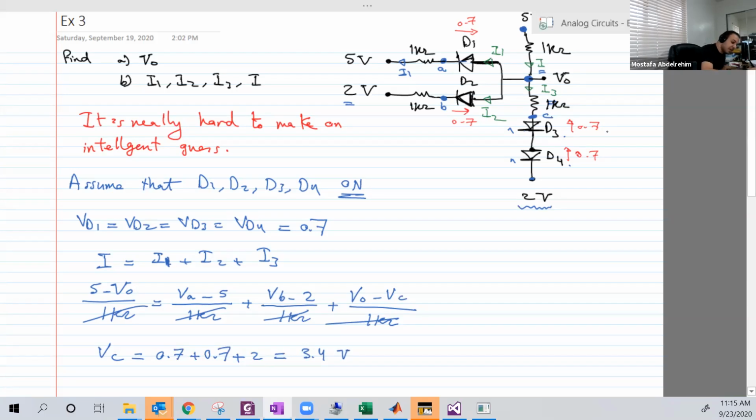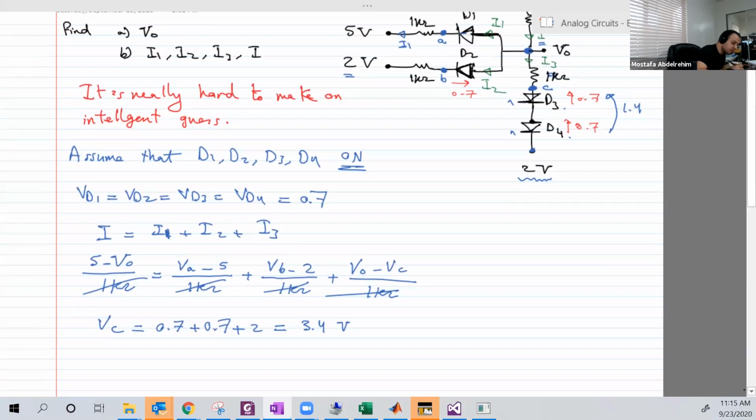That's obvious because the voltage drop combined of these 2 diodes is 1.4. That means that point here has a voltage greater than 2 by 1.4. So if this is 2, this should be 3.4. So 3.4 minus 2 is equal to 1.4, the voltage drop on the 2 diodes together. That's VC. Now VA. We know that, let's do VB first, because it's clearer.